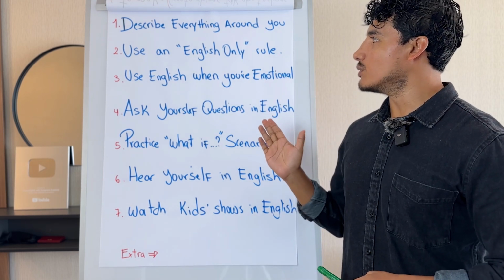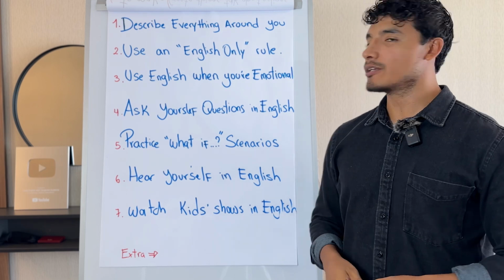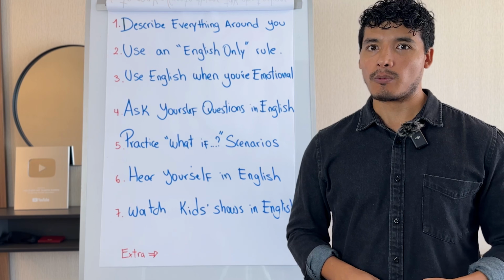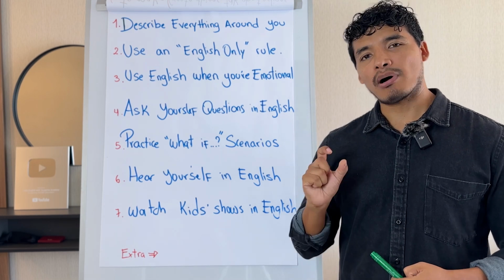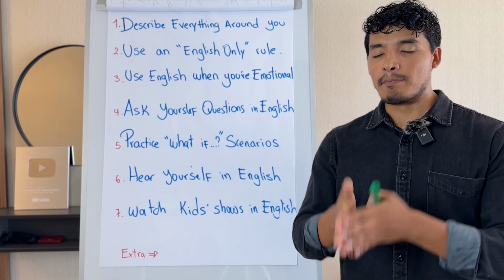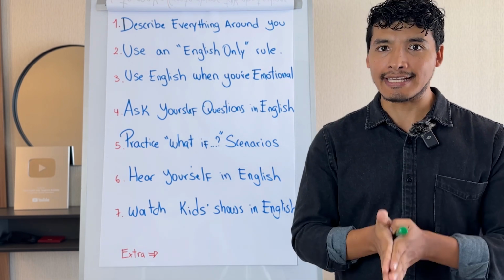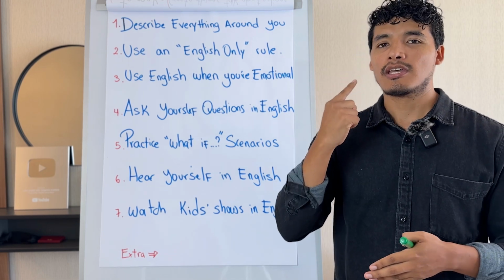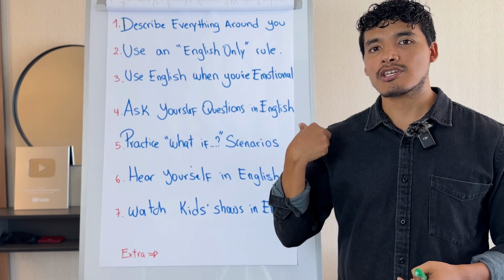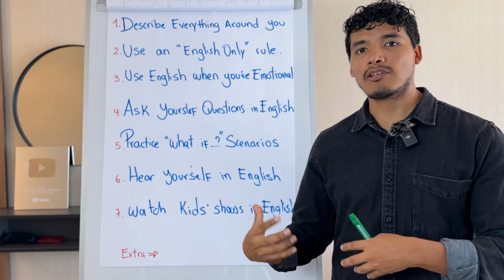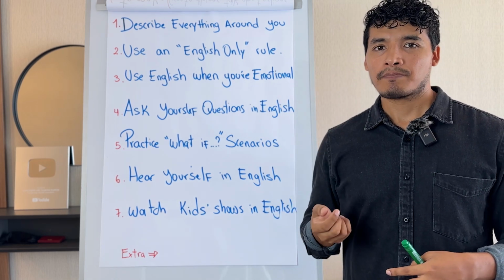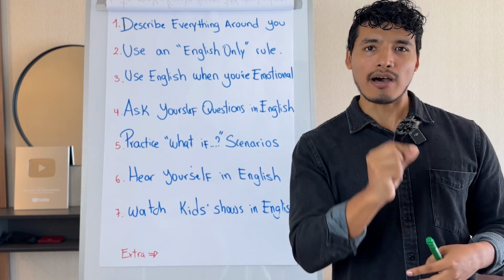The second thing you have to do is use an English-only rule. But what is an English-only rule? Well, you can, for example, take part of your day. For example, if you're taking a shower, you can say, okay, the rule is I will speak only English, or I will think only in English while taking a shower. You play your favorite song and then you're thinking in English. And for example, the song is playing and you say, I love this song. That song is my favorite. That song is difficult to pronounce.